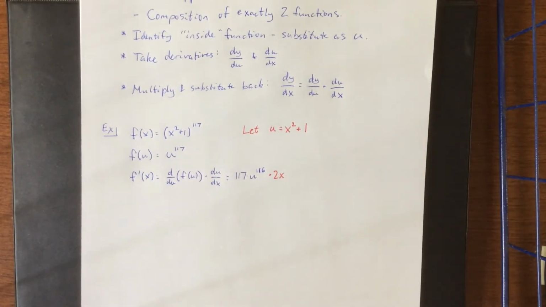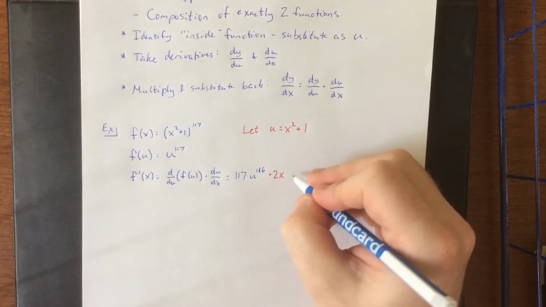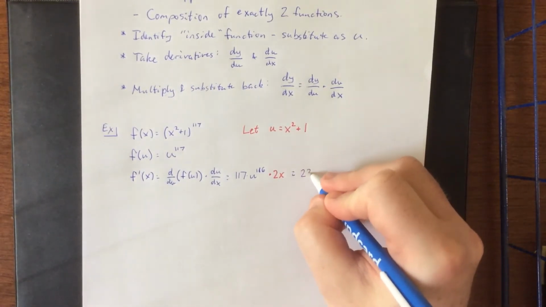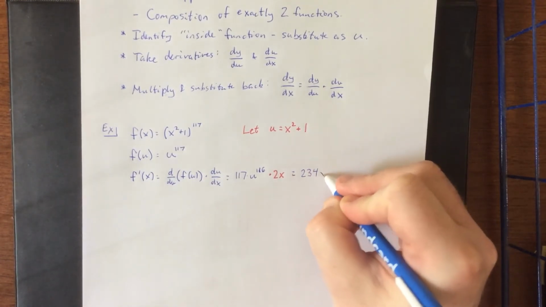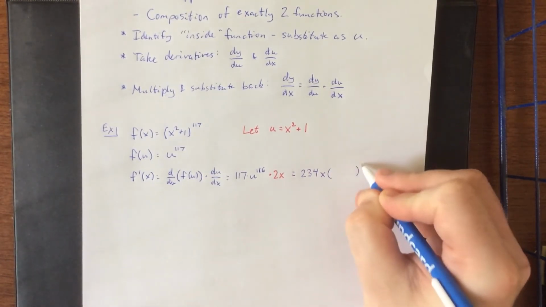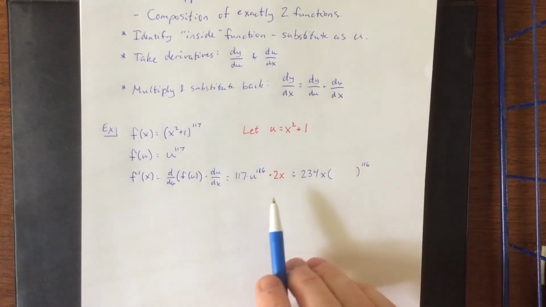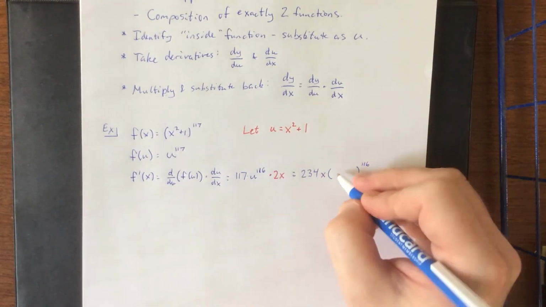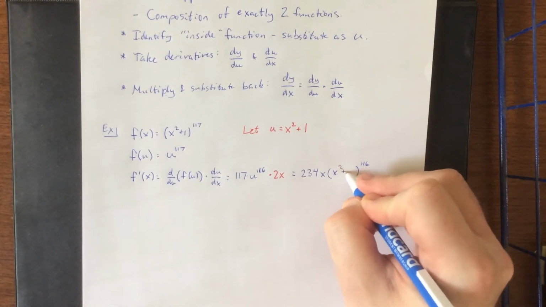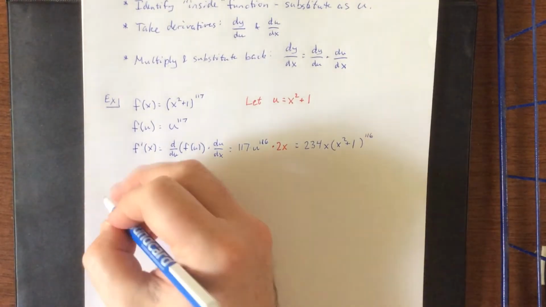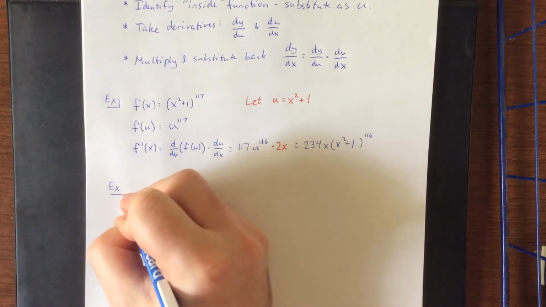At this point, we are going to simplify as much as possible. And the simplification is going to be 2 times 117 is 234. We'll still have an x. And we'll still have a u raised to the 116th power. The difference is we now need to substitute back and plug in what u is equal to so that our final answer is in terms of only one variable, that one variable being x. So again, this is really only useful if you have a composition of exactly two functions.